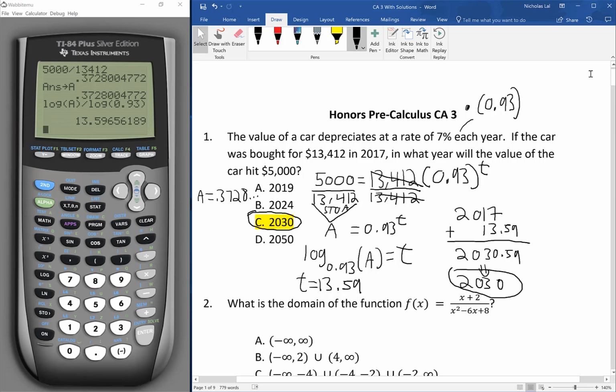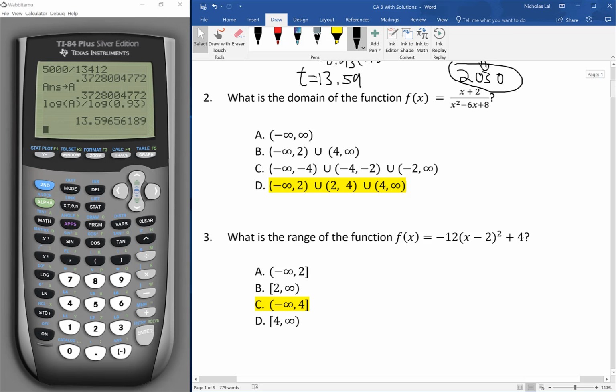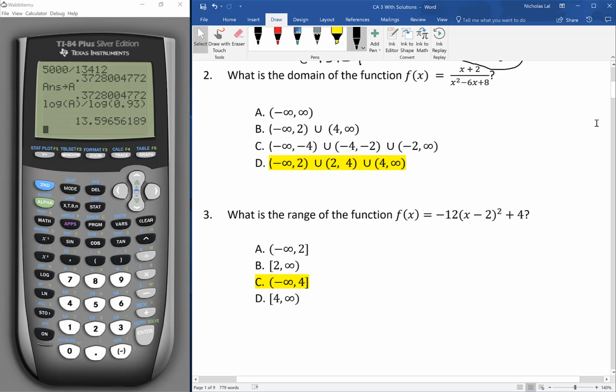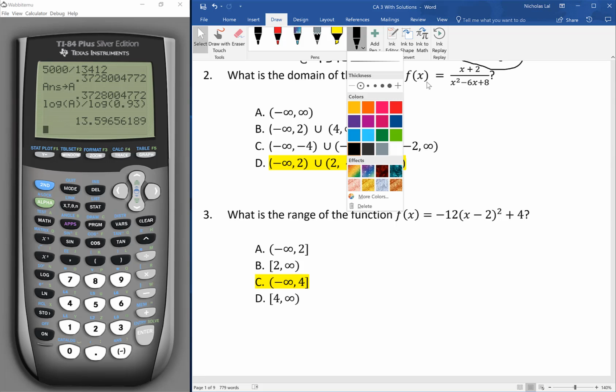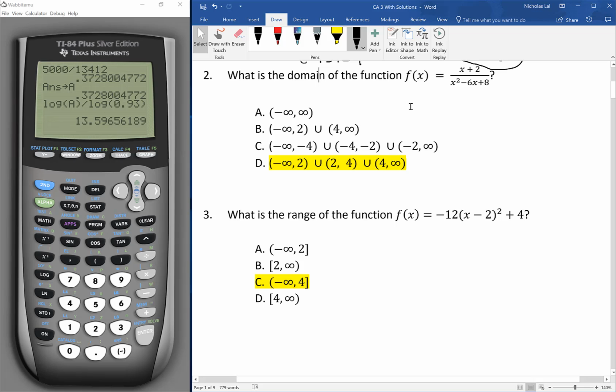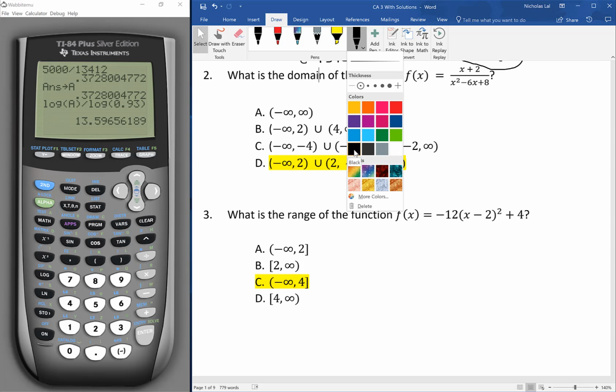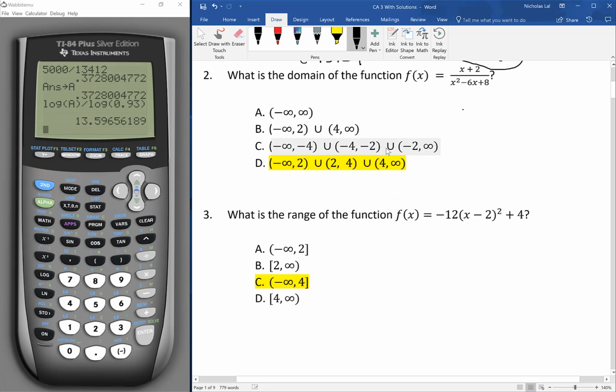So that was the first problem. Let's keep on going. What is the domain of the function f of x is equal to x plus 2 over x squared minus 6x plus 8.